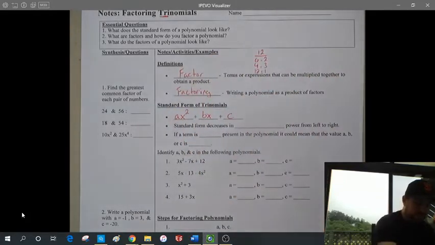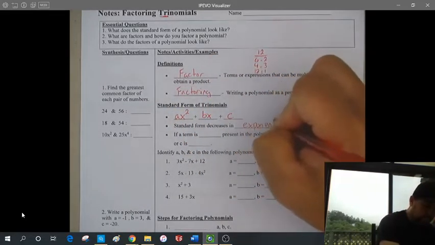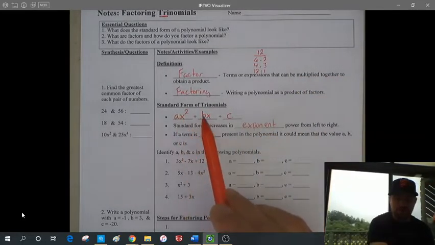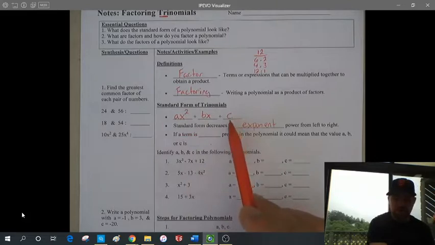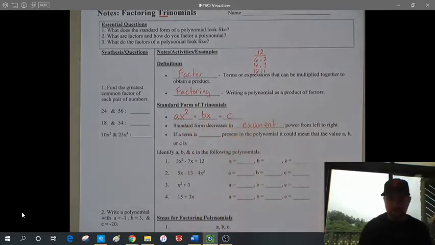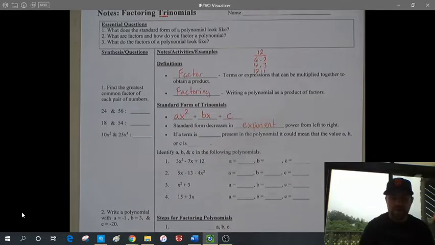Standard form decreases in exponent power from left to right. Notice the x squared term is going to go first, then the x term, and then just the constant with no variable at all. If we had other terms like x cubed or something to the fourth, to the fifth, it would typically go in front, to the left of the x squared term, to be in standard form.